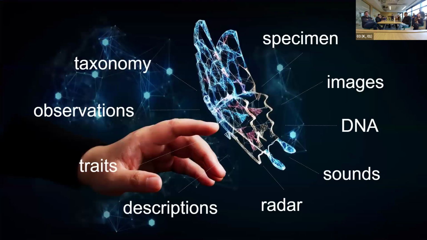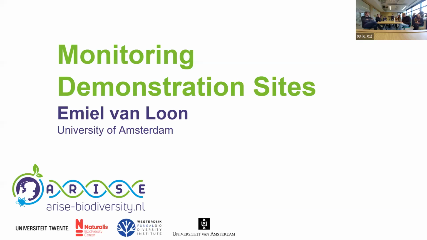That means first and foremost, we need to build that reference database. Without the knowledge, and that's why we do it, we can't do the identification. So we really need to have the basic knowledge, the reference databases, a specimen, an image, a DNA barcode, sounds, traits, observations, and of course the taxonomy all together and harmonized into a large data system.